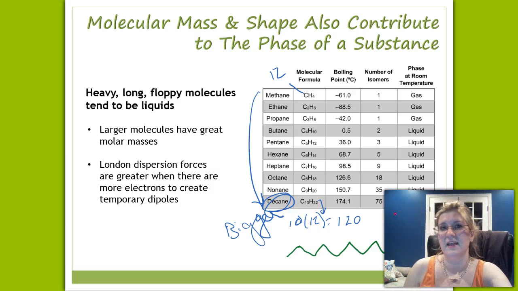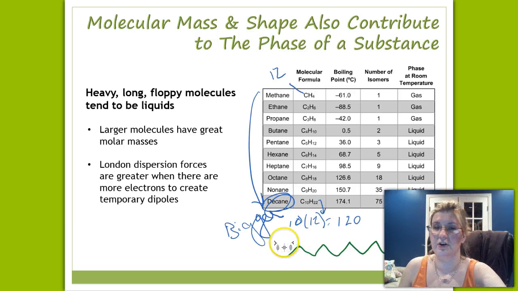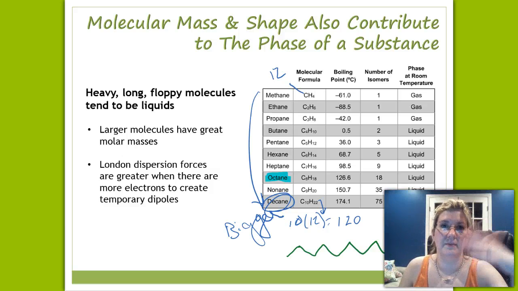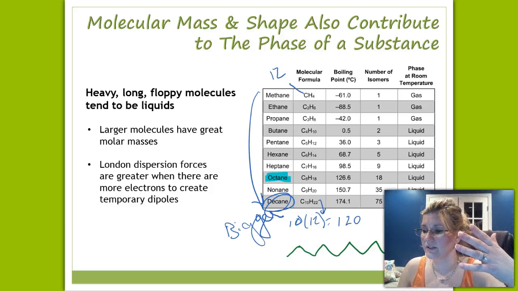So what we find is that heavy, long, floppy molecules tend to be liquids. Decane, you're almost definitely going to find naturally occurring at room temperature as a liquid. As is octane. That's what you fill your gas tank with. It, of course, comes out of the pump as a liquid. You can smell it. It's a very strong smell because it's very volatile. That means it has a relatively low boiling point.